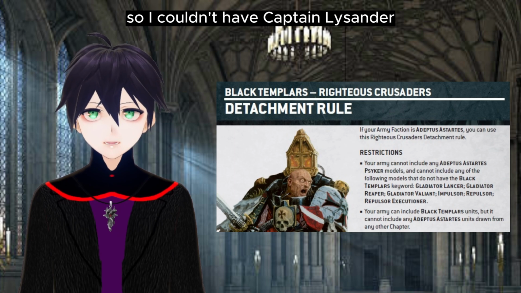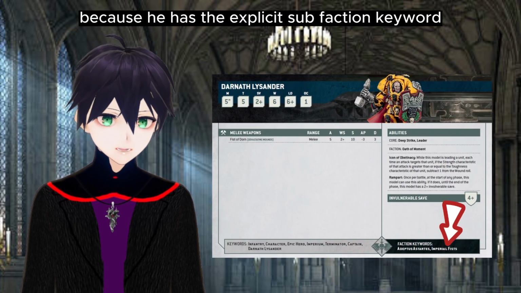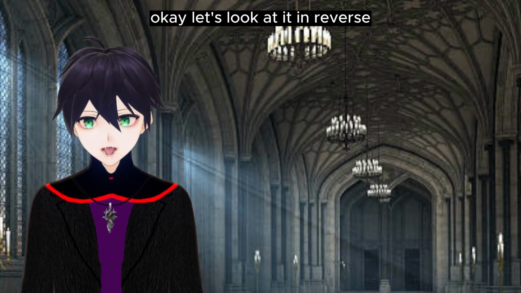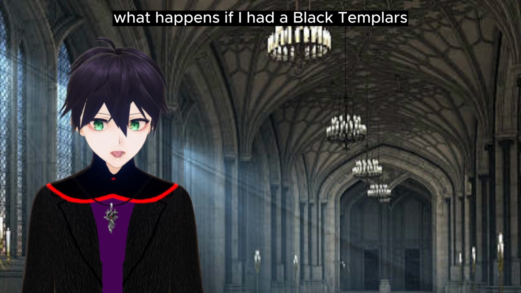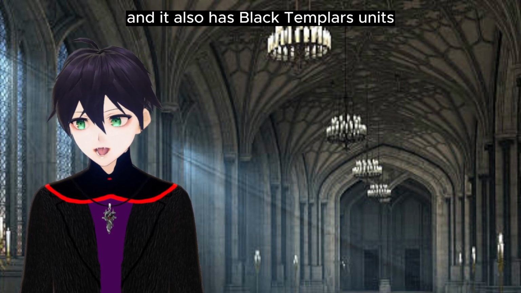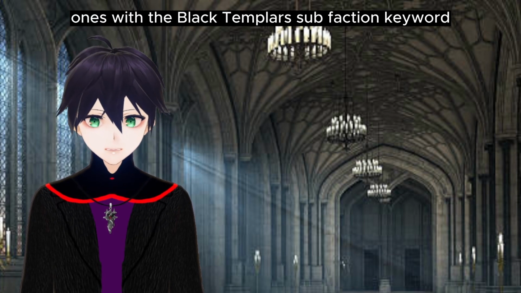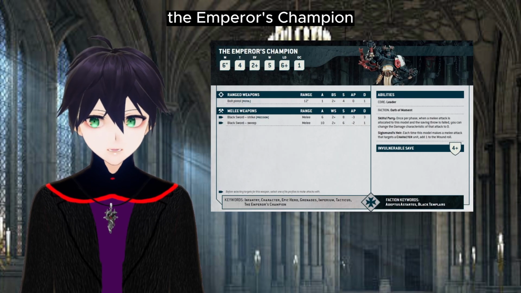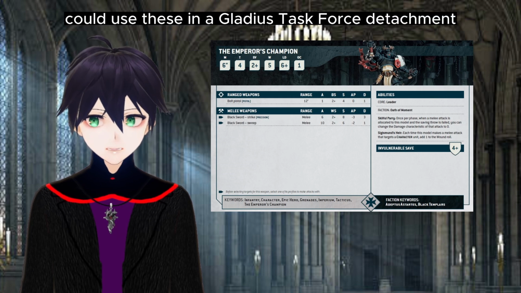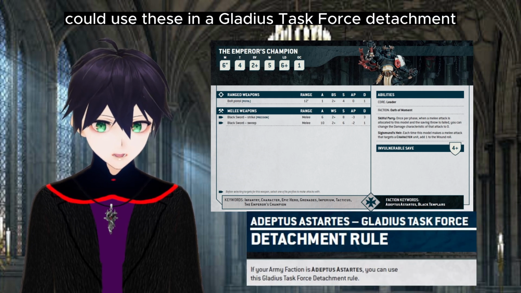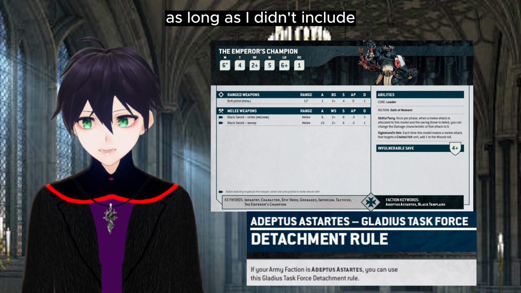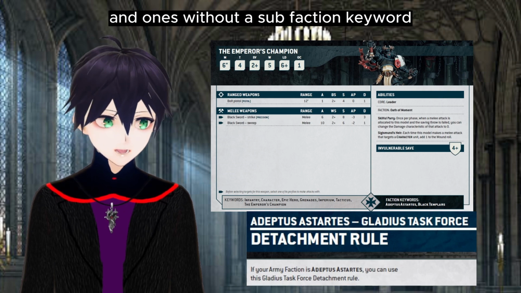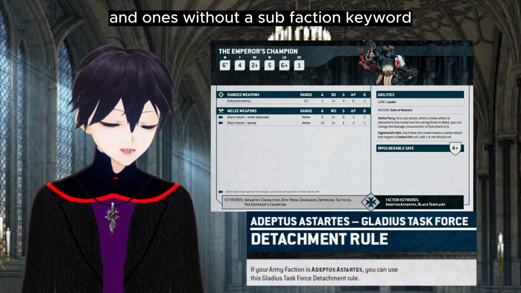So I couldn't have Captain Lysander because he has the explicit subfaction keyword Imperial Fist. Okay, let's look at it in reverse. What happens if I had a Black Templars painted army, and it also has Black Templars units, ones with the Black Templars subfaction keyword, for example, the Emperor's Champion? I could use these in a Gladius task force detachment as long as I didn't include units from more than one chapter. So just Black Templars and ones without a subfaction keyword, totally fine.